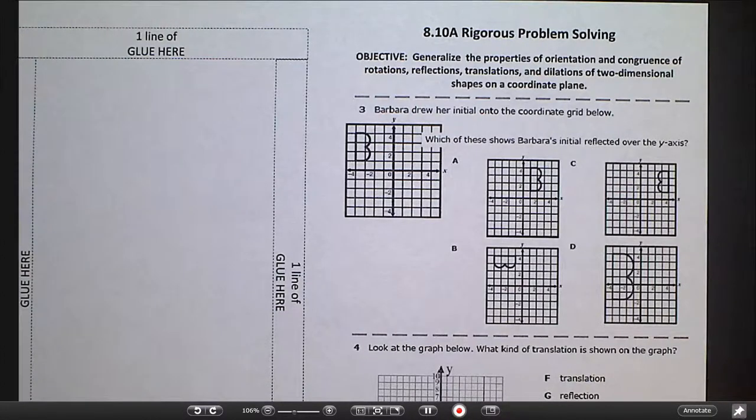This is the video lesson for 8.10a. Your objective today is to generalize the properties of orientation and congruence of rotations, reflections, translations, and dilations of two-dimensional shapes on a coordinate plane. Okay, that sounds like it's saying a lot.